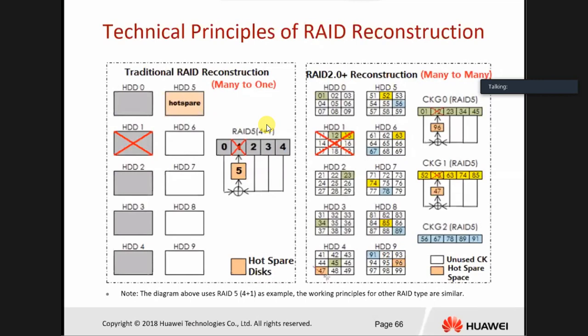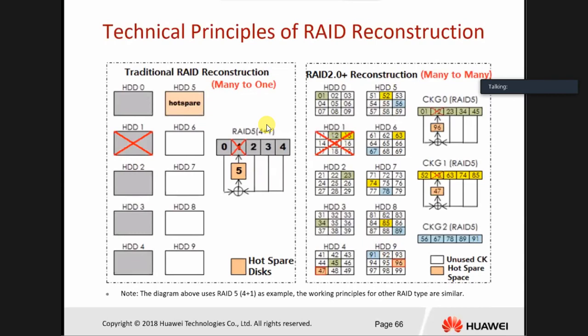In RAID 2.0, since your hot spare is distributed, let's say here hard disk number 4 and number 9. So when your hard disk one fails, it only will reconstruct these two data, 12 and 13. So it will see, hey, where is your hot spare? There's one hot spare in hard disk number 4, one hot spare in hard disk number 9. So the 12, I reconstruct in hard disk number 9, and number 13, I reconstruct in hard disk number 4. So you see that? Both of these hard disks will do the reconstruction at the same time.